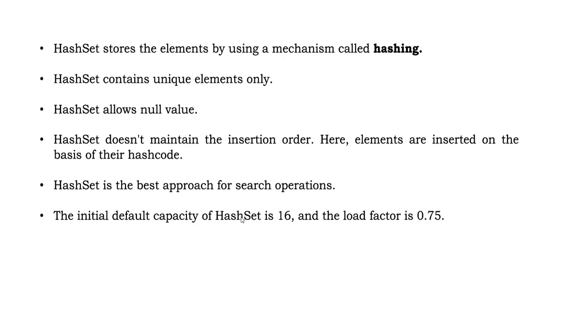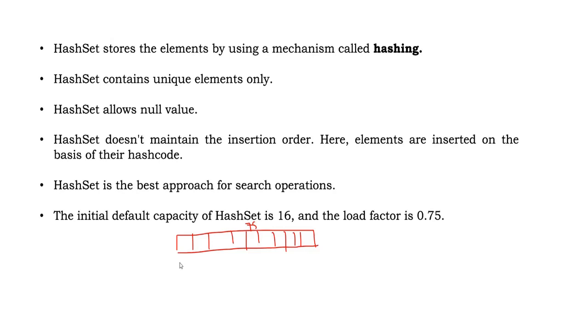The initial default capacity of HashSet is 16 and the load factor is 0.75. What does this mean? The default capacity of HashSet is 16, so it stores 16 elements. If I want to insert the 17th element, it has to create a new HashSet. For that, it will check once 75% of the set is full. Once it is 75% full, then it will create a new one. That is how the load factor is defined, or we can also call it the fill ratio.